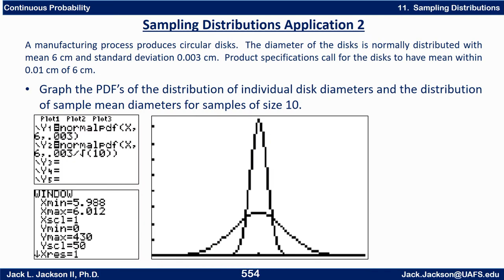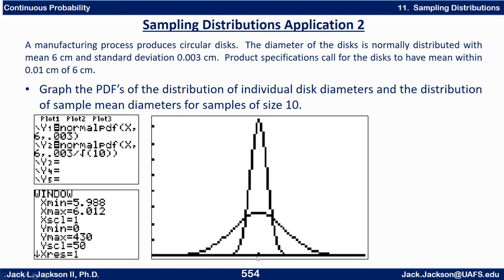Well, here's what the graphs look like on a TI-84. We're doing normal PDF of X with a mean of 6 and a standard deviation of 0.003. That's the individual distribution, which is the shorter, fatter one here. And then we do normal PDF of X, still a mean of 6, but 0.003 divided by the square root of 10 for the standard deviation for the distribution of sample means. And that's the taller, skinnier one.